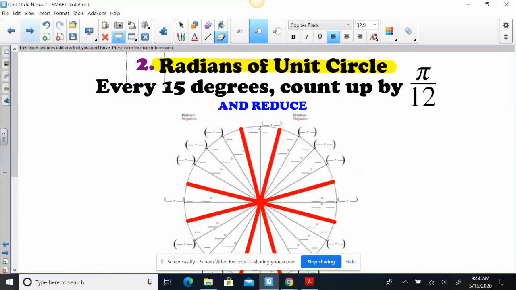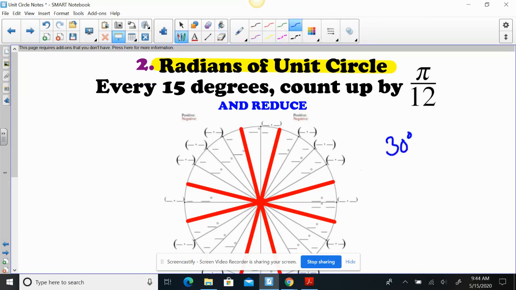All right, let's look at radians. So radians, remember, if you have degrees, any degree, so let's say I'm looking at 30 degrees, we already learned how to go from degrees to radians. If you missed that video, you're going to want to watch that. That was last Wednesday and Thursday's lesson.